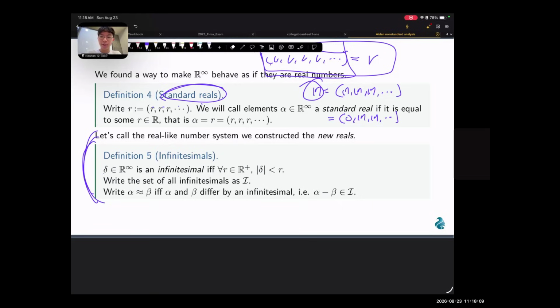Infinitesimal here is very straightforward. Delta, which is a new real, is infinitesimal if and only if for all positive reals r, the absolute value of delta is less than r. What about epsilon? What about 1, 1 over 2, 1 over 3, and so on? Is this an infinitesimal? Is epsilon an infinitesimal number?